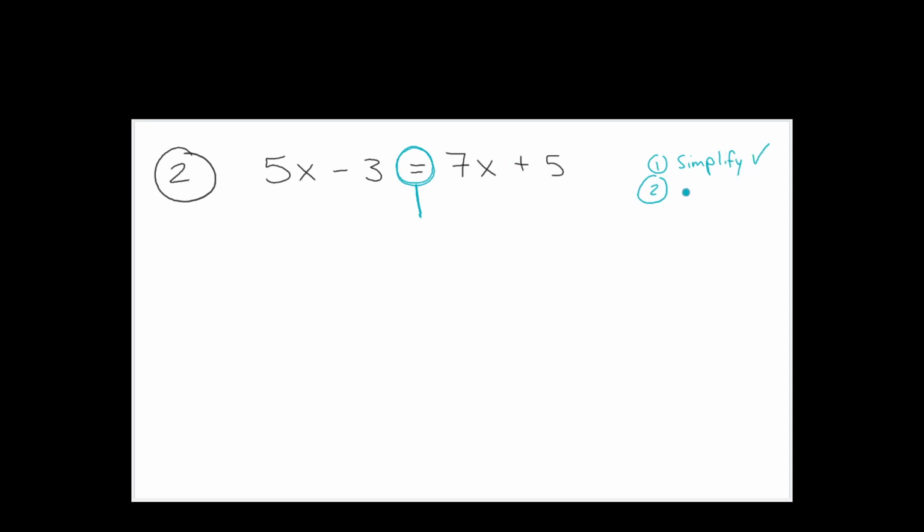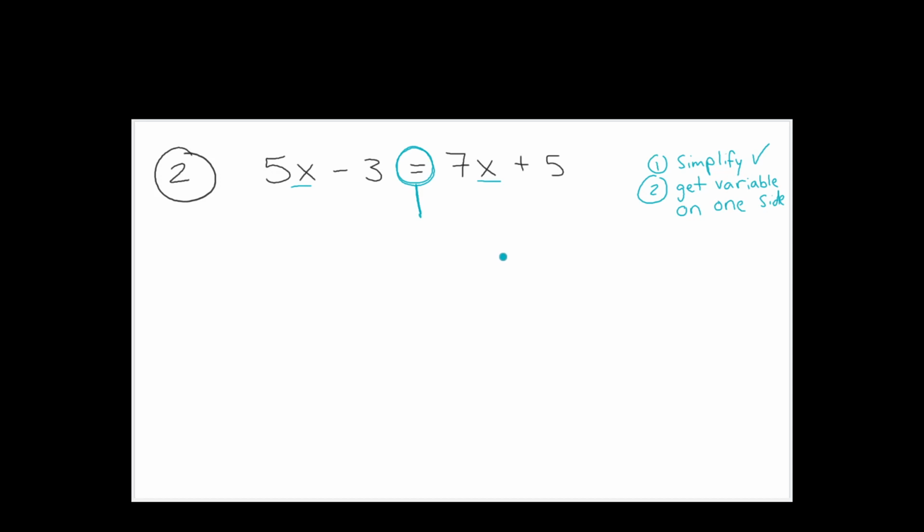Step 2, we are going to get the variable on one side. You'll notice there is an x on two sides of the equation. So that's what we're going to do. It does not matter which side you pick. Just in case you didn't hear me, it does not matter which side you pick of the equation.